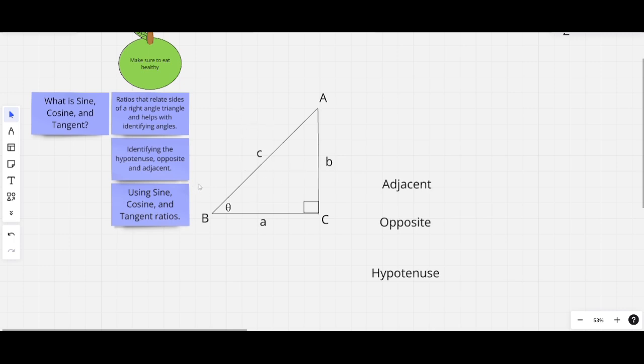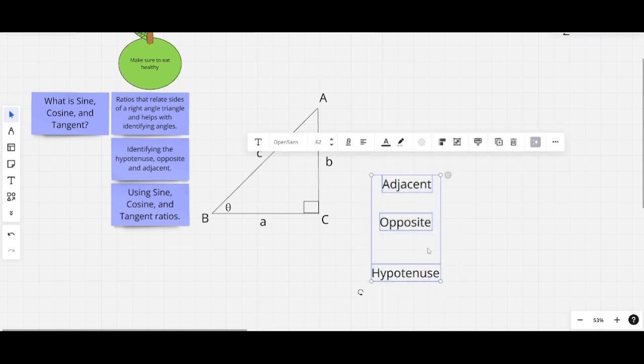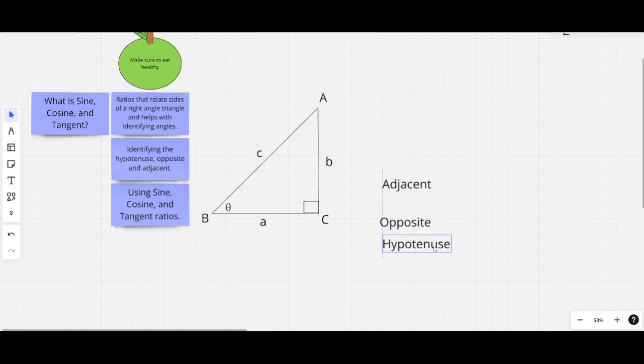So to actually begin using the ratios, we first have to understand what the adjacent, opposite, and hypotenuse are, right? What are they? Well, they're essentially just names for the sides of a right angle triangle. Looking at this triangle over here, I have it already labeled A, B, C. Let's label our hypotenuse, opposite, and adjacent.